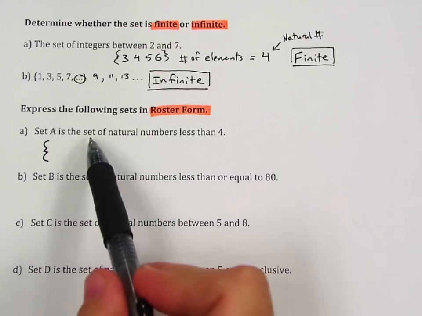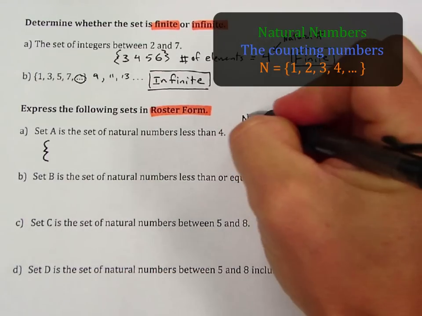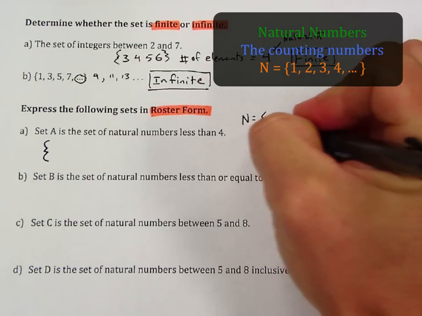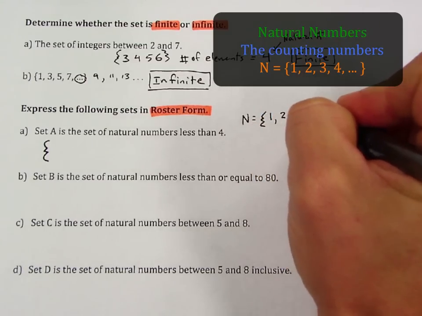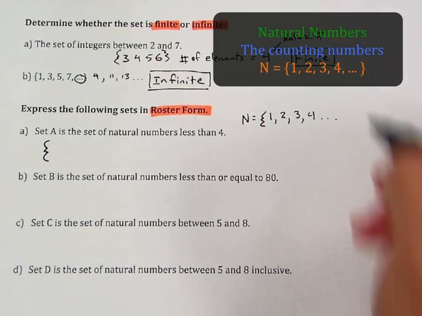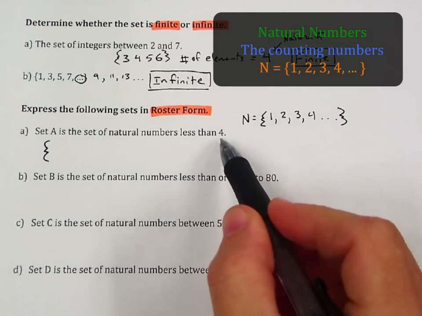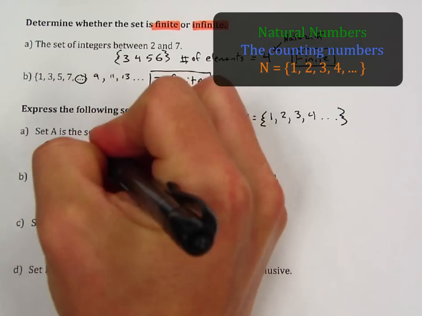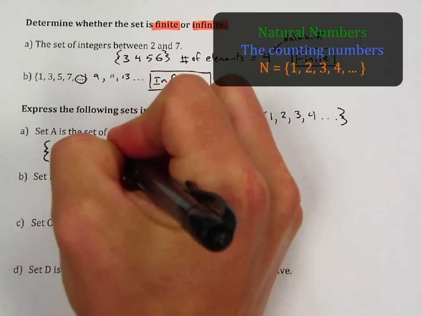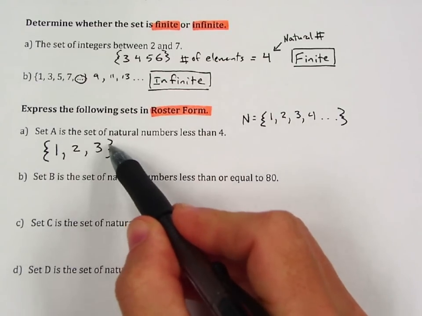We want the natural numbers less than 4. So remember, natural numbers are the counting numbers. So you start counting at 1, 2, 3, 4, so on and so forth. We want all of these numbers that are also less than 4. So that's just going to be 1, 2, and 3. And then we close out the set with another brace. So it's curvy, pointy, curvy.